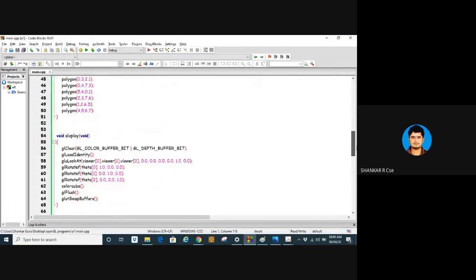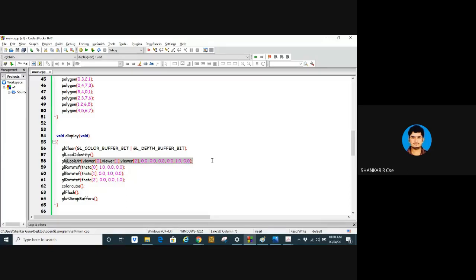IX, IY, IZ, center X, center Y, center Z, and up X, up Y, up Z. So this is a new line, because this is where my center of projection should converge, as we have seen in the perspective projection.